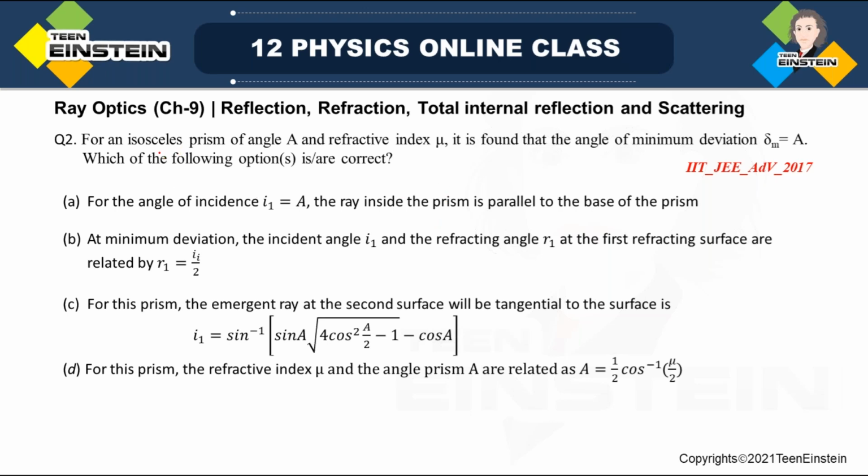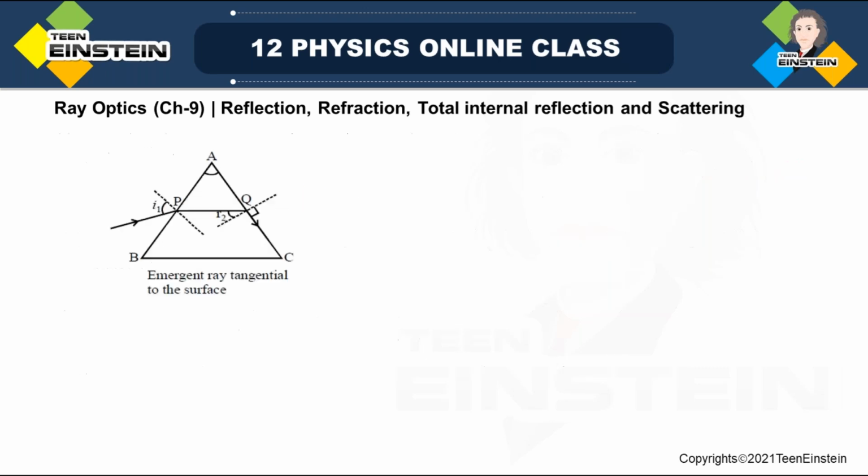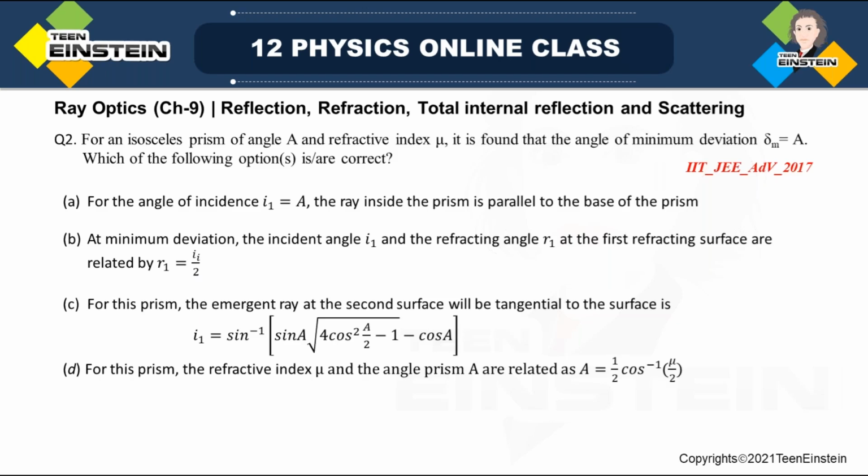So this problem says, for an isosceles prism of angle A and refractive index mu, it is found that the angle of minimum deviation delta m is A. Which of the following options is or are correct?